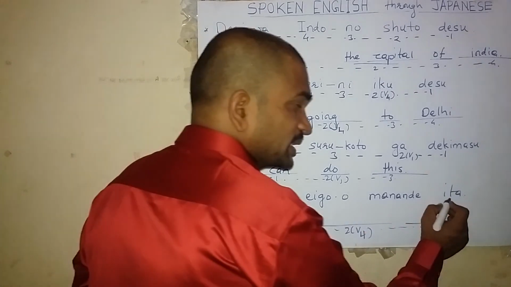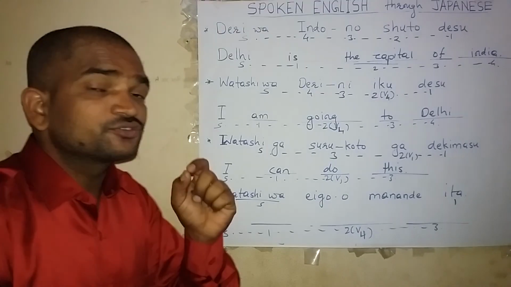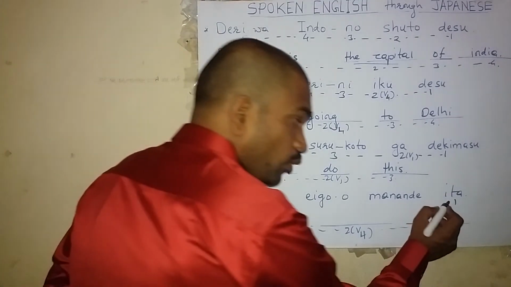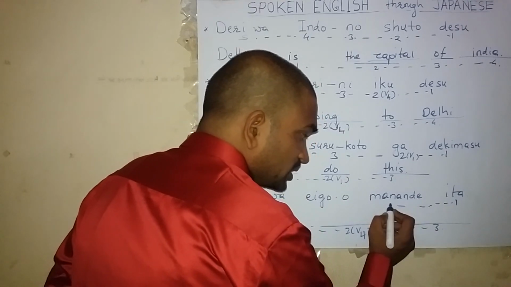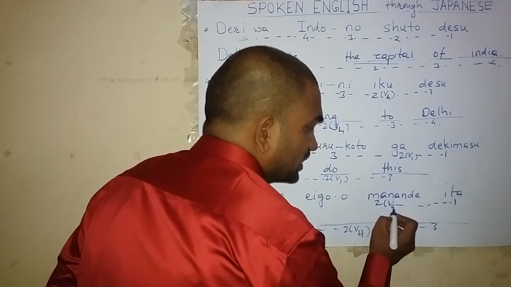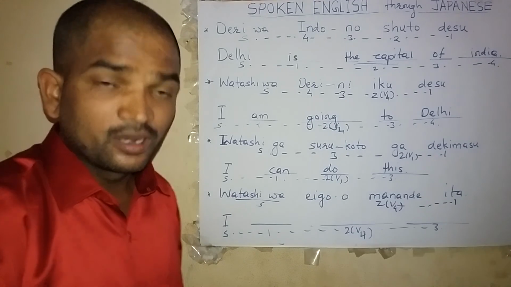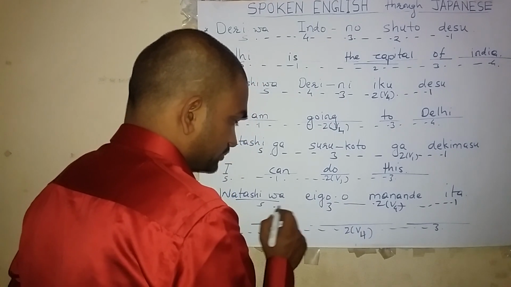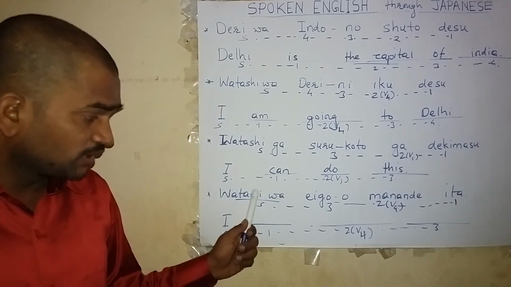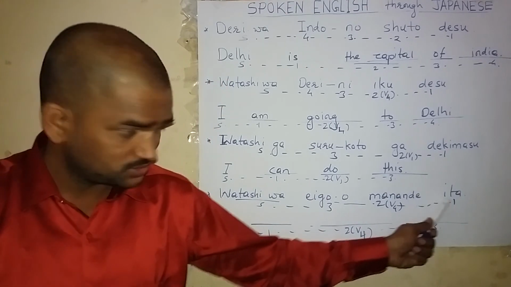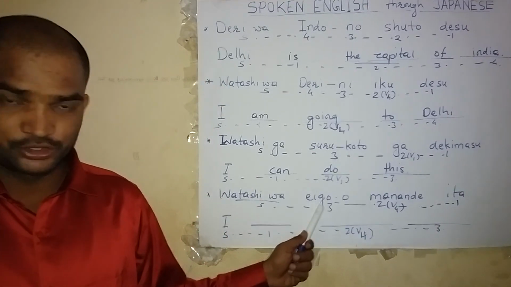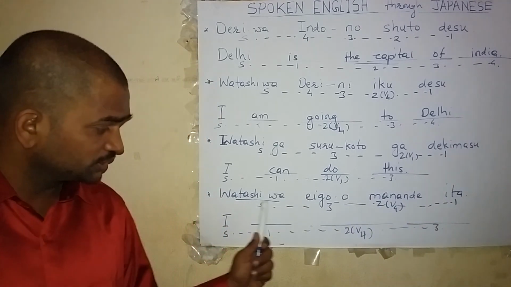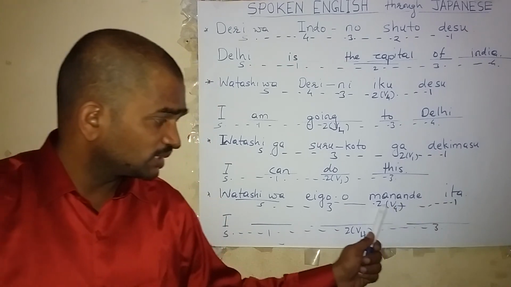Here at the end of the sentence, ita. The English word for ita is was and were. I was. The word for manande is the ing form in English. Learning. The word for ego is English. Look here. I was learning English. I was learning English.